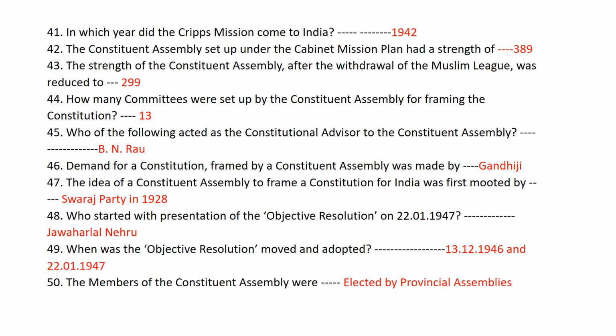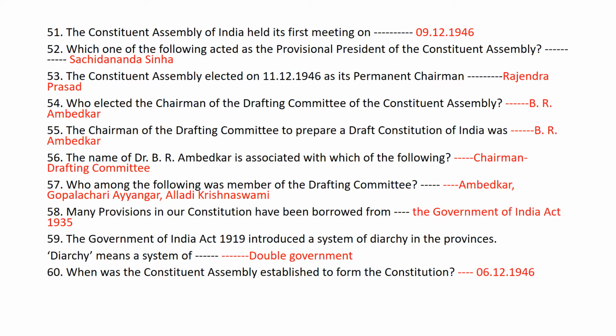13th December 1946 and 22nd January 1947. The members of the Constituent Assembly were elected by provincial assemblies. The Constituent Assembly of India held its first meeting on 9th December 1946. Which one of the following acted as the provincial president of the Constituent Assembly? Sachidananda Sinha. The Constituent Assembly elected on 11th December 1946 as its permanent chairman, Rajendra Prasad.